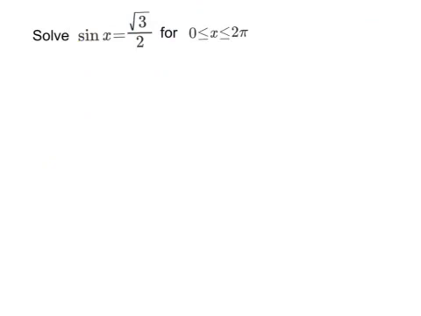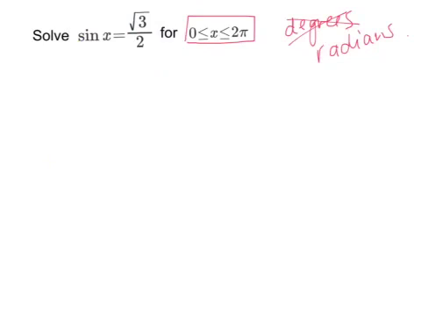Now the next one's exactly the same. The only thing that's different is I've changed the range. So now I'm not working in degrees anymore. I'm working in radians. Okay, so I can do two things. I can either say to myself that when I was working in degrees, I got 60 or 120. So I can do the whole thing through in degrees. Then I can change it to radians.